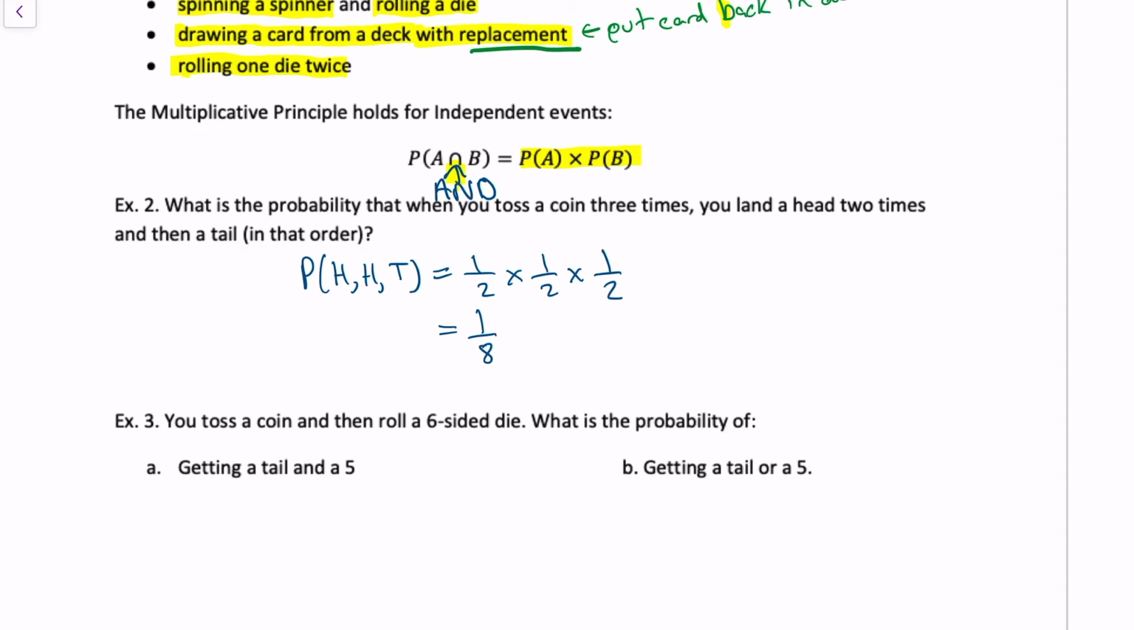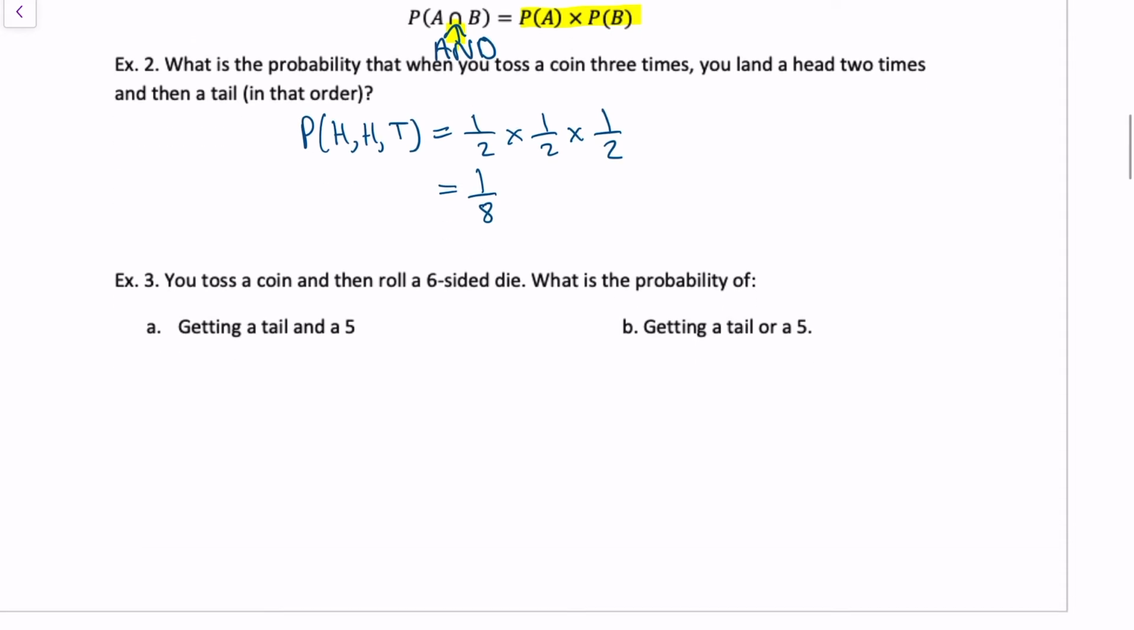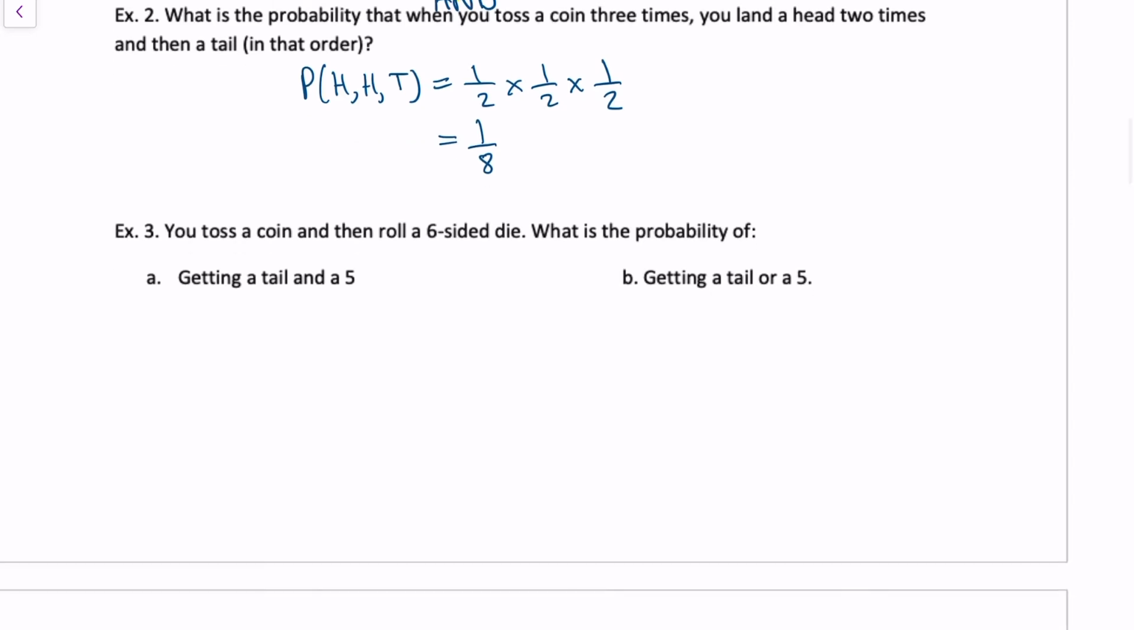And in this case, the order does matter. If it didn't matter, if they said you had to have 2 heads and 1 tail and the order doesn't matter, then it's a different question. So in those simple examples, you're just multiplying through, and we'll look at a couple other examples. But it is important to note that if you're doing one event and then the next event, you're multiplying. But if it's one event or another event, then you have to add.